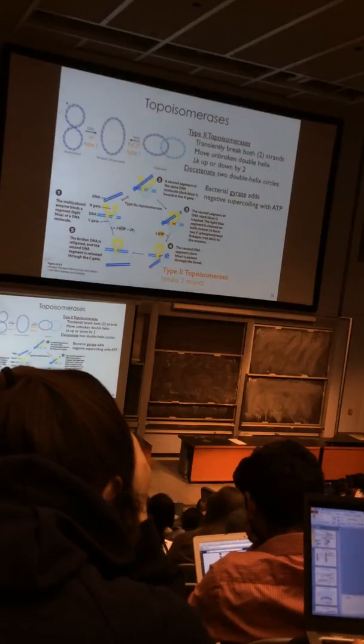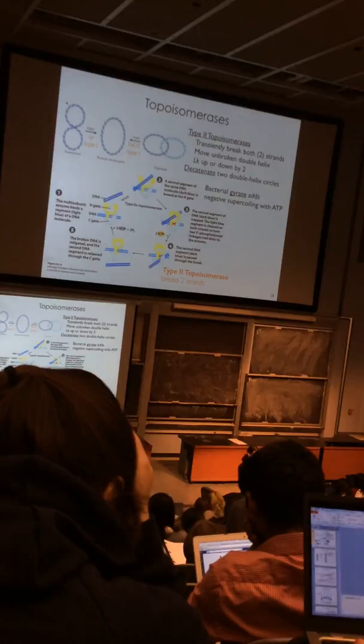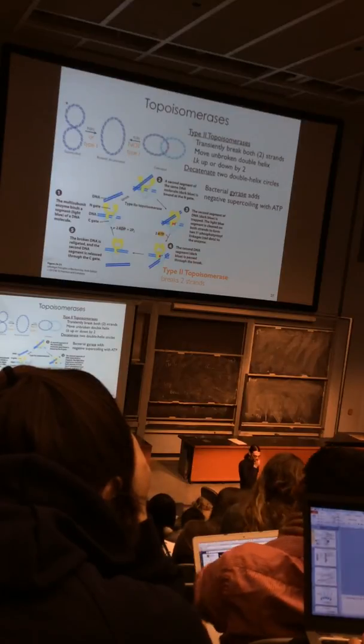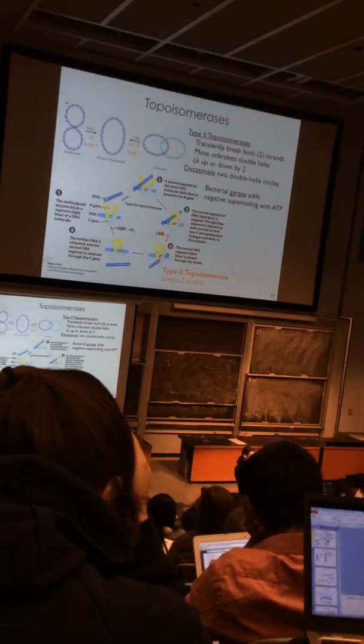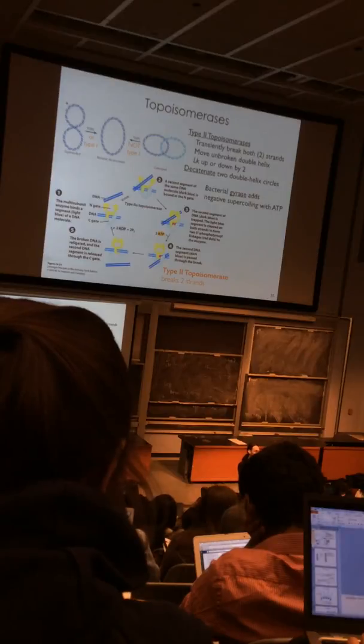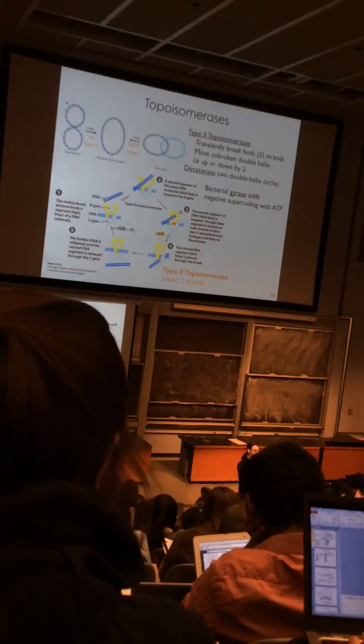And another point is that this enzyme activity is ATP dependent, and in bacteria there's a type 2 topoisomerase called gyrase that uses the energy of ATP to add negative supercoiling to DNA. And so this activity of gyrase is what's responsible for the fact that bacterial DNA by default is slightly underwound.